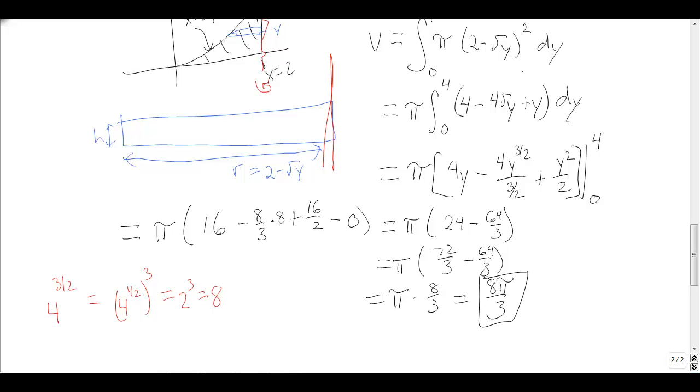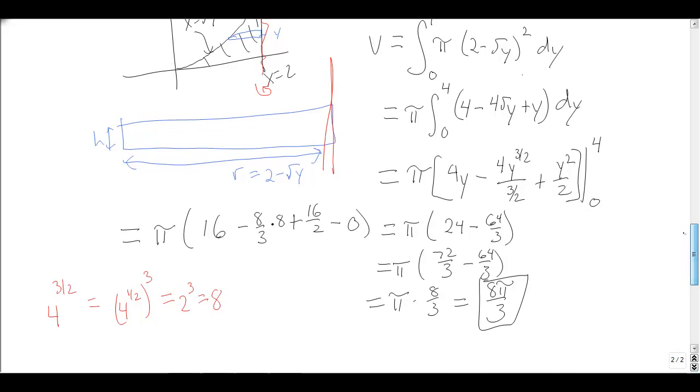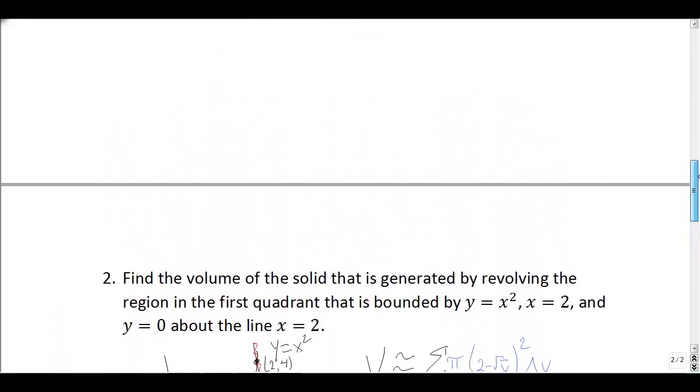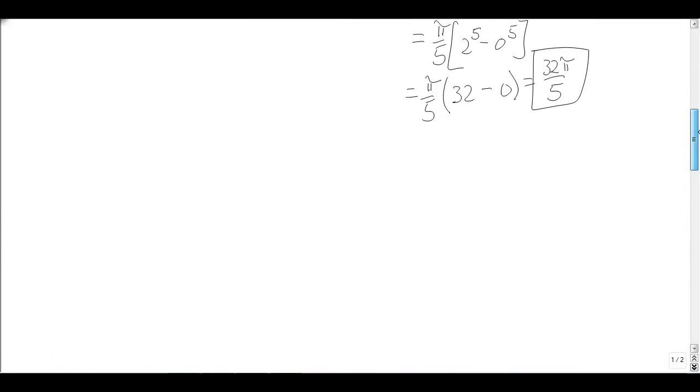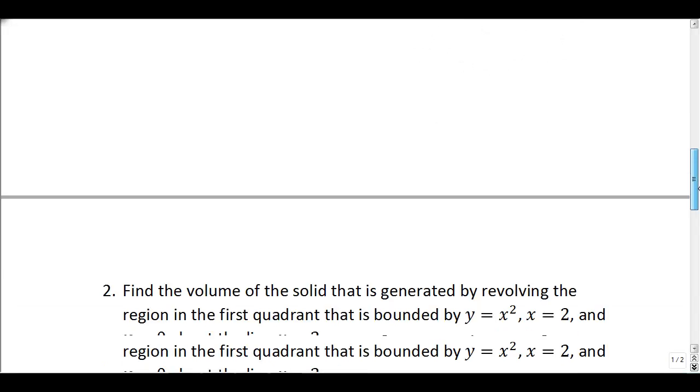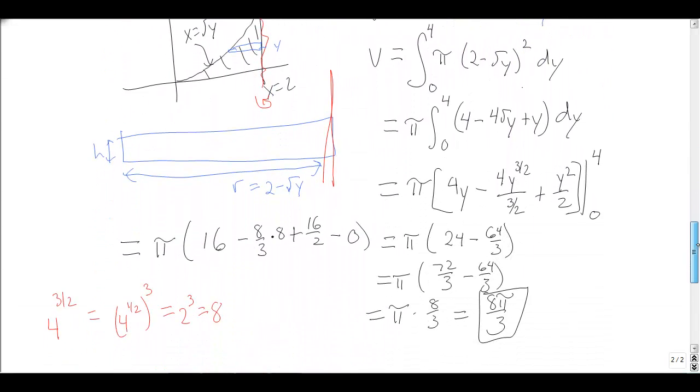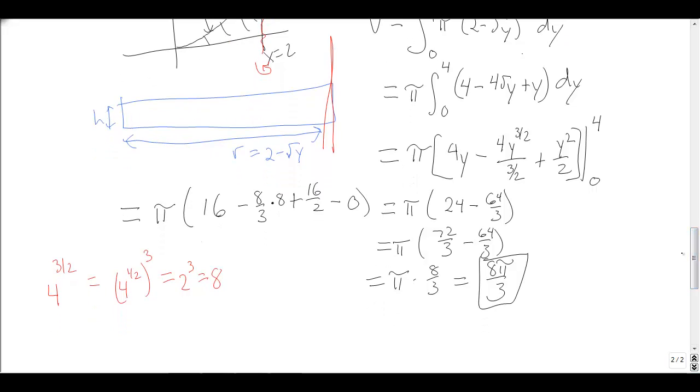So a different volume than we had before. I believe it was 32 pi over 5. We rotate it around the other axis. 32 pi over 5. So slightly different volume, which maybe is a little bit surprising here. But this is really our quick sort of introduction to using the disk method. Things that we'll worry about later on here.